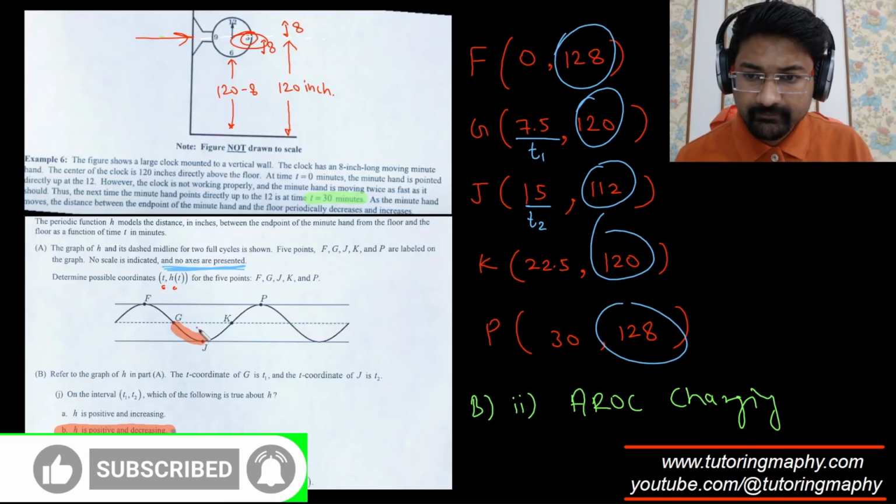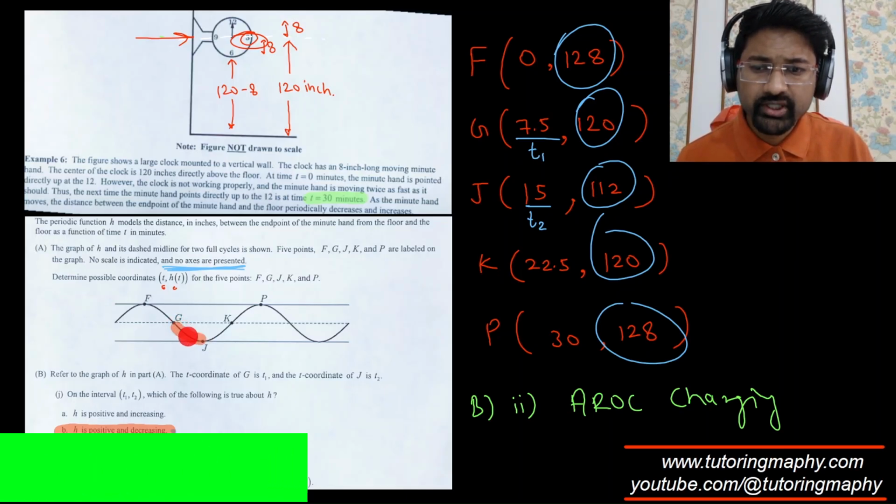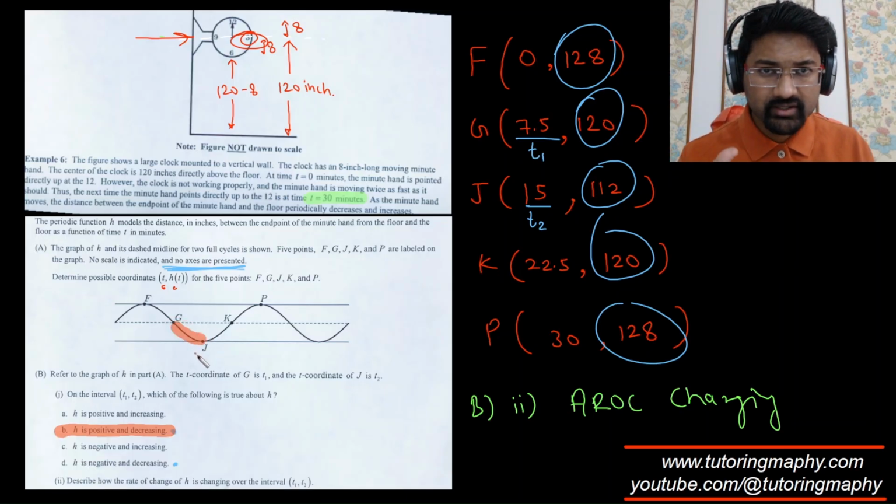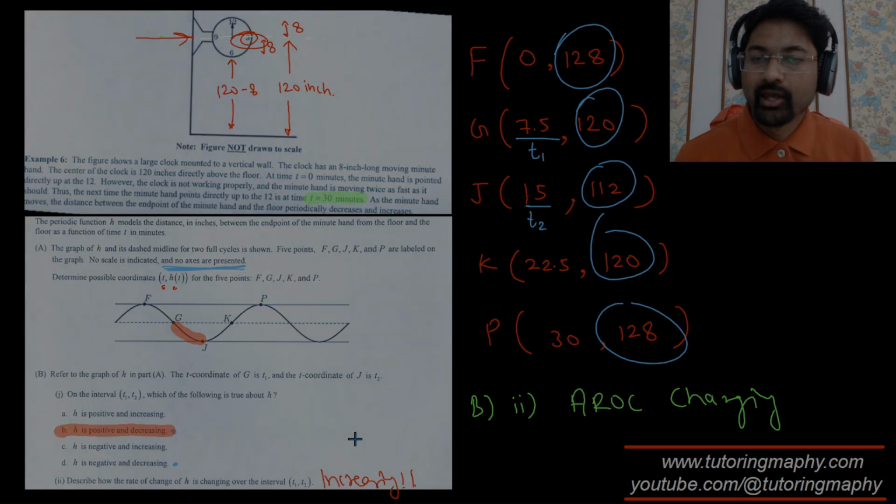So you can clearly see that from G to J, it's a smiling face, and a smiling face is concave up, and in concave up, the average rate of change is increasing. So the answer to this part would be it is increasing in nature. Hope that makes sense.